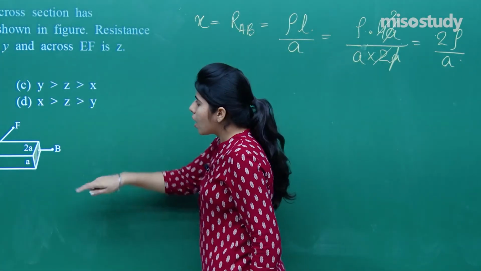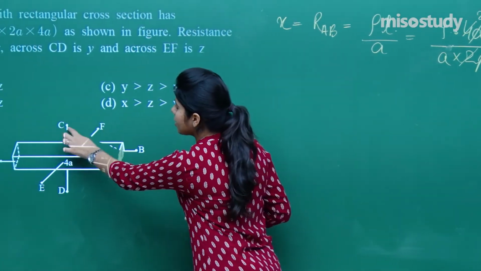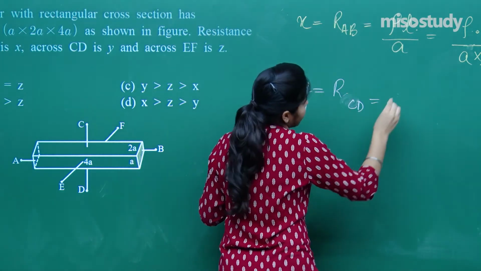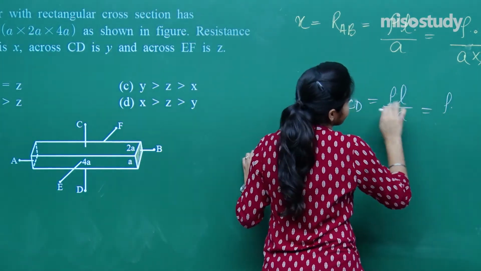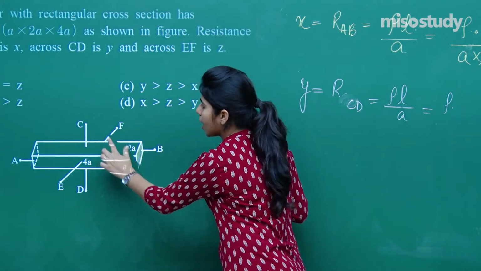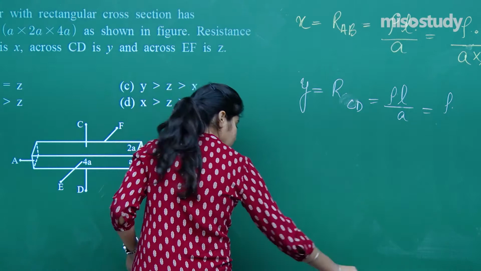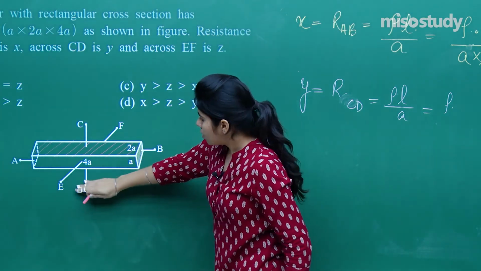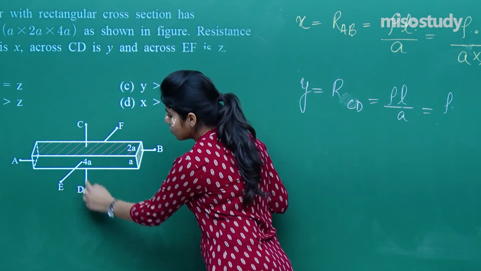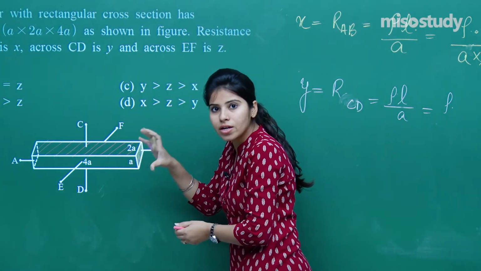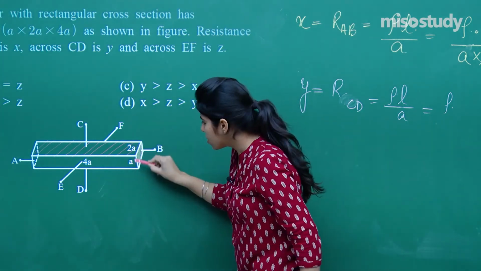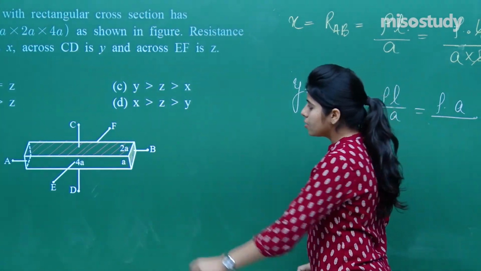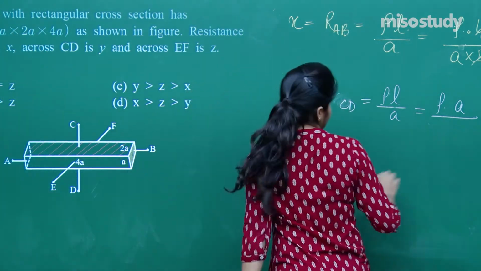Now if I talk about the other portion, that means CD, if I am taking along CD, that is Y, again rho L upon A, and in this case L will be what? If I am talking about CD, I am talking about this particular area. So in this case of CD, I know that the length will be this much, that means the height of the rectangular box. So the height of the rectangular box is A. So I'll be taking the length as A divided by area. So area in this case will be 4A into 2A.